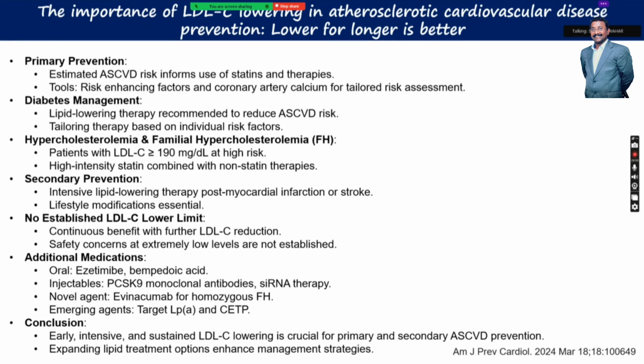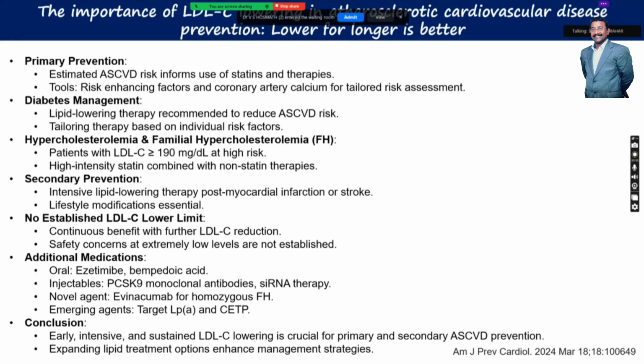So most, 98%, are statin tolerant. In the 2 to 3 or 4% who are statin intolerant, you can use the bempedoic acid. Or otherwise, if you are not happy with the statins alone, you can add the bempedoic acid to the statins. Injectables, PCSK9 monoclonal antibodies. So this is useful for most of the cardiology friends. They use these PCSK9 monoclonal antibodies in some individuals when the LDL is very, very high. Novel agents like evinacumab for homozygous familial hypercholesterolemia.